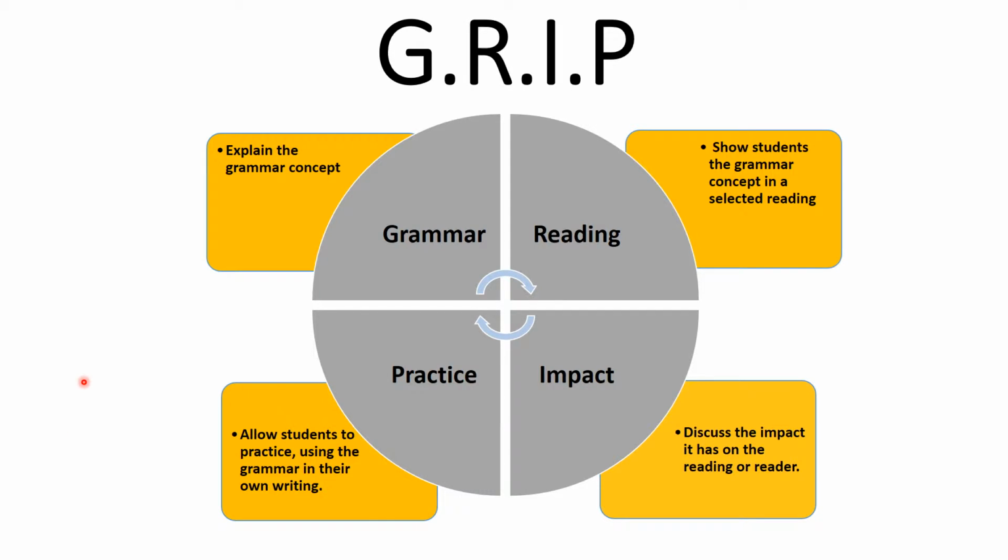Today we're going to use the G.R.I.P strategy to look at the importance of varying sentence types when you're writing. So I want to start with explaining the grammar concept to you, which is going to be sentence types, and then I'm going to show you some examples of varying sentence types in a selected piece of reading, and I'm going to discuss the impact that I felt it had on me and possibly the impact it was supposed to have on you as the reader.